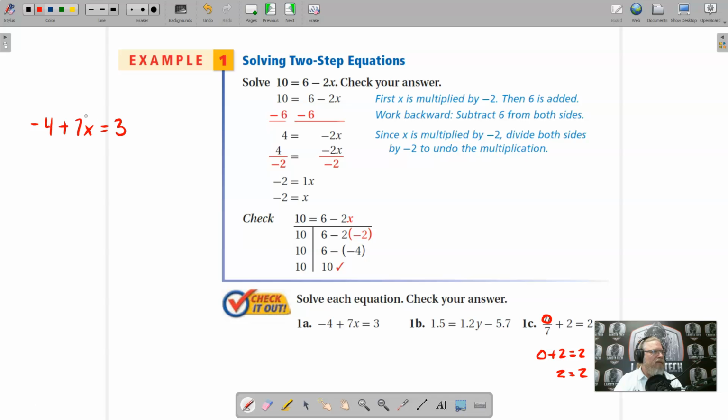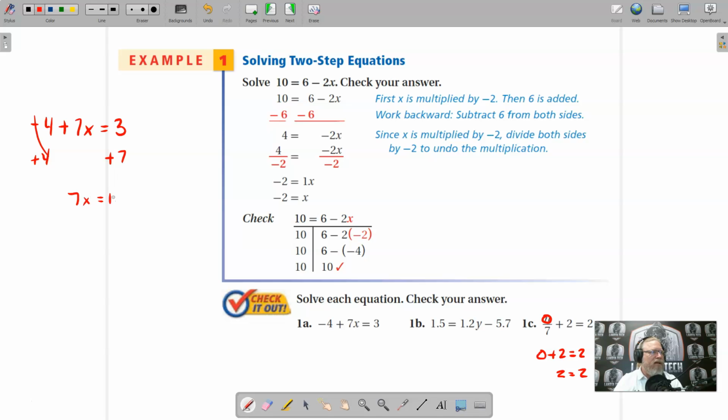And so before we deal with the 7 that's tied to the x, we have to deal with the negative 4 here. The opposite of negative 4 is positive 4, so let's add 4 because we want those to cancel each other out. What we do to one side, we're going to do to the other. The 4's cancel each other, leaving me with just 7x on the left.